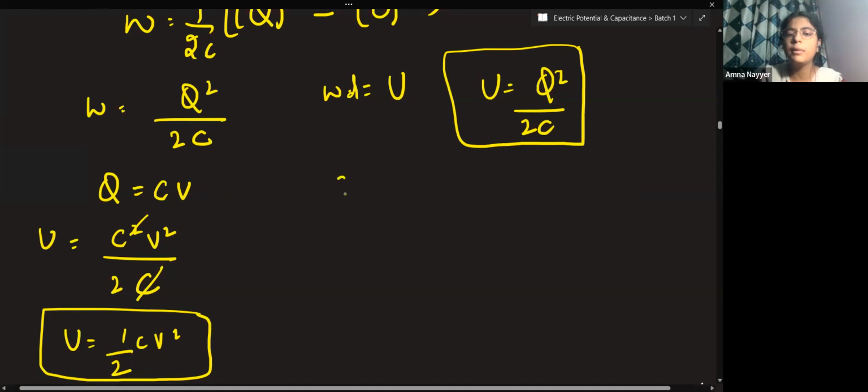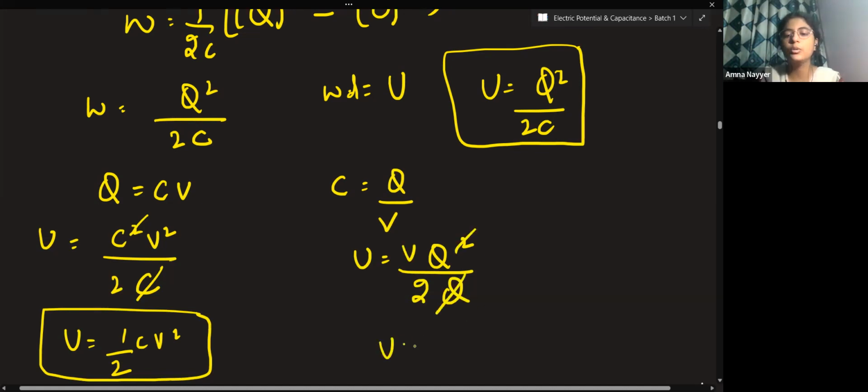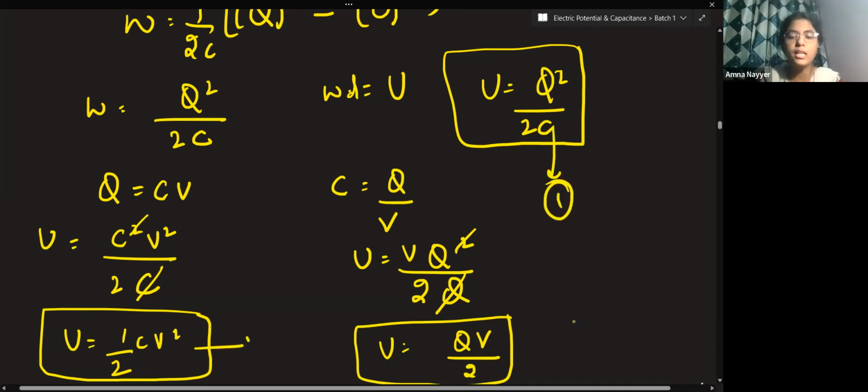So we can replace C. C is equal to Q by V. Put it in the formula. It's Q square divided by 2 Q by V. So Q gets cancelled. U is equal to QV by 2, half QV. This is another formula. So these are the three formulas for energy. All three are valid. You can use any of them, whichever data is given to you.